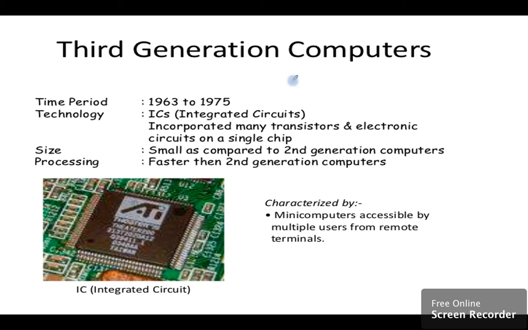Now, third generation computer, 1963 to 1975, integrated circuits. Here you can see the circuits on a single chip. So this was the chip where many transistors and electronic components were integrated. Now, categorized by mini computers, accessible by multiple users from remote terminals.